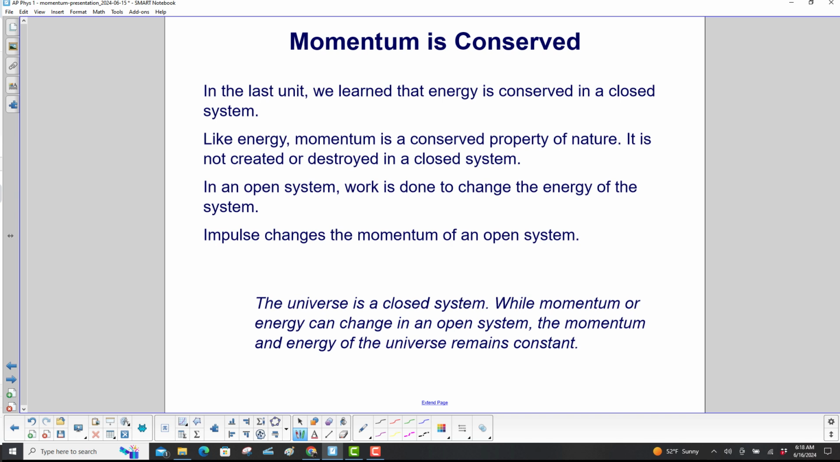In an open system, work is done to change the energy of the system. Impulse changes the momentum of an open system. The universe is a closed system. While momentum or energy can change in an open system, the momentum and energy of the universe remains constant.